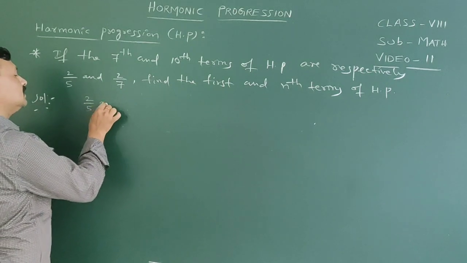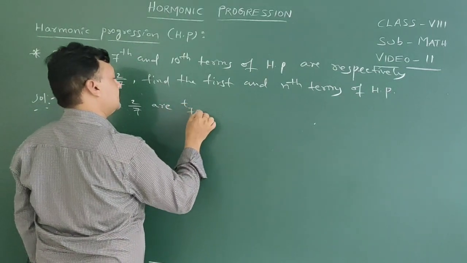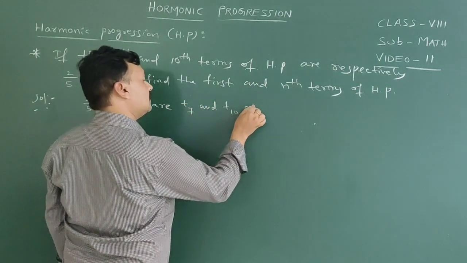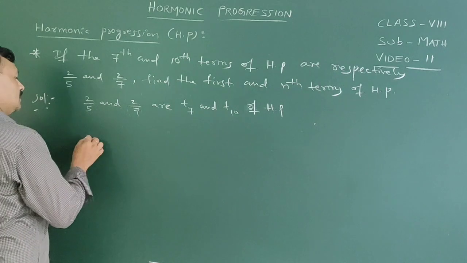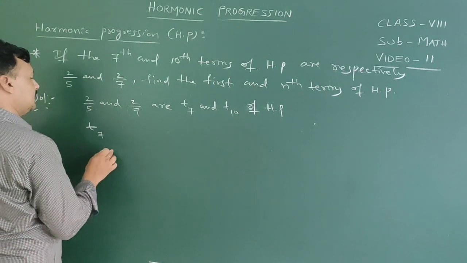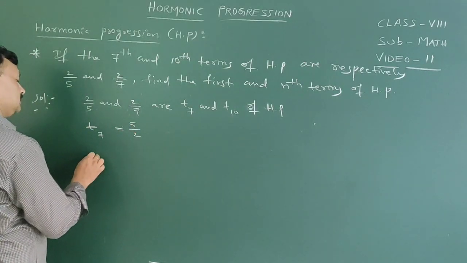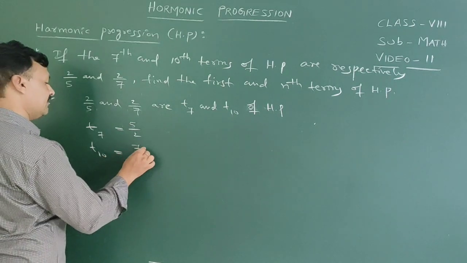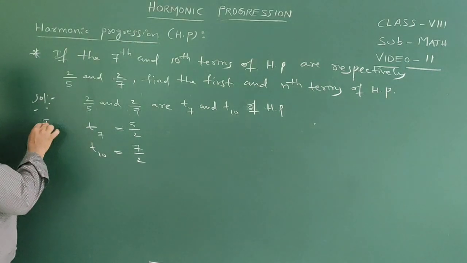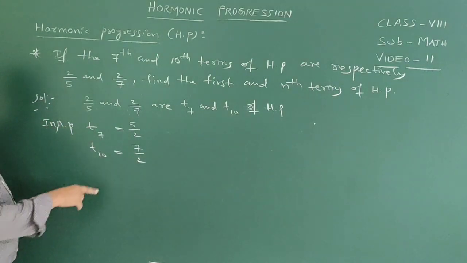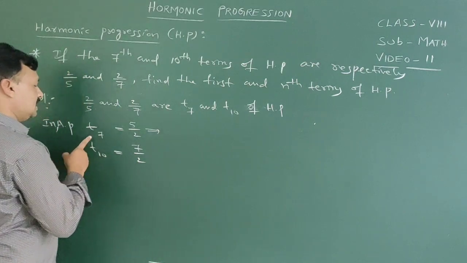Two by 5 and 2 by 7 are the 7th and 10th terms of the HP. Then the 7th term is 5/2 and the 10th term is 7/2 in the AP. Okay, in the AP, T7 is 5/2 and T10 is 7/2. What is T7 in the AP?